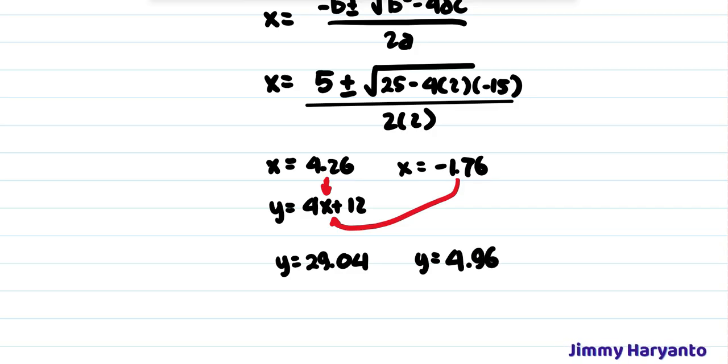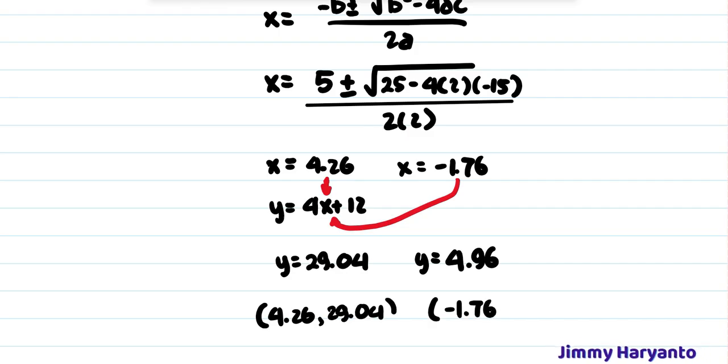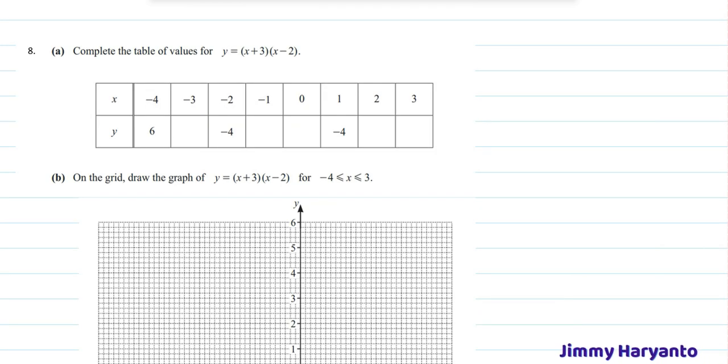Okay, that's it. So the coordinate is 4.26, 29.04. And the other one is negative 1.76, 4.96. So these are the two solutions. And the next is question 8. For question 8, you have to fill in the table first. I think all of you can fill in the table correctly.